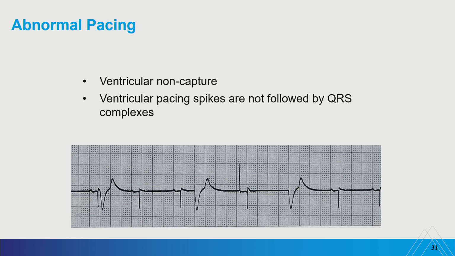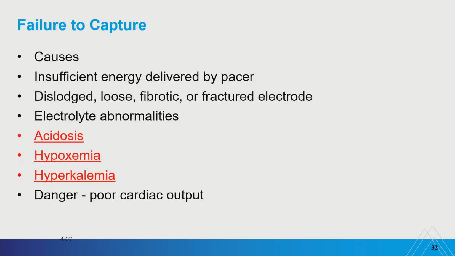Failure to capture. How do I fix it? What do I increase? Increase the milliamps. Increase the output on the pacemaker. How much do I increase it? Until it captures, and then double it. Perfect. Okay. So the three most common causes of failure to capture, I went over those earlier, would be acidosis, hypoxia, hyperkalemia. Okay?